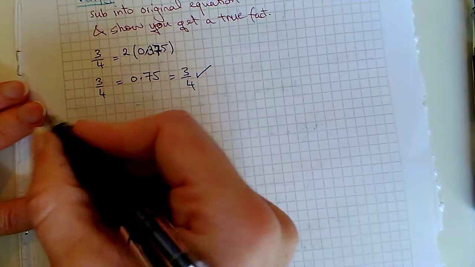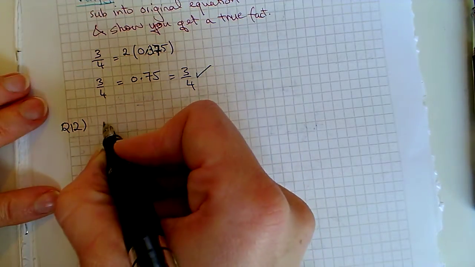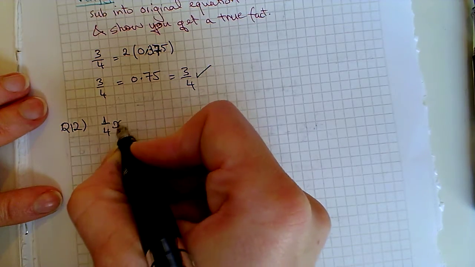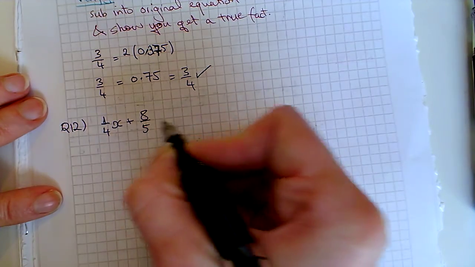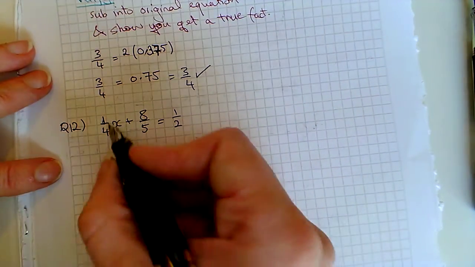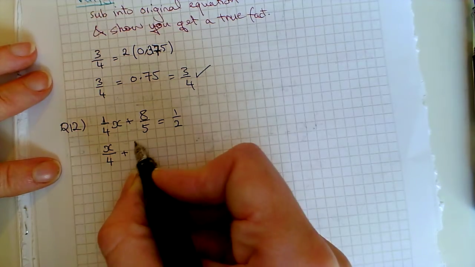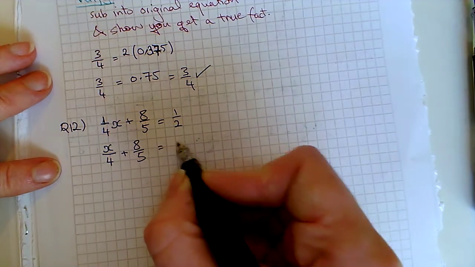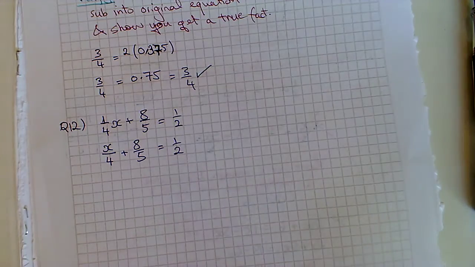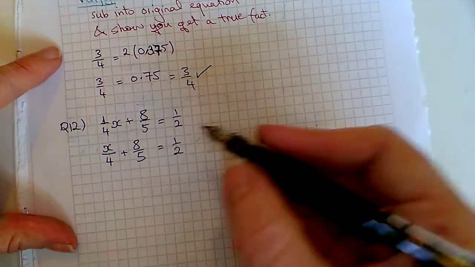So question 12 is a similar kind of question, but we had a few more denominators. I had 1/4 x plus 8 over 5 equal to 1/2. And what I said to you on Thursday is that I prefer to just write this as x over 4 plus 8 over 5 equal to 1/2. They are exactly the same thing, but it just makes it a little bit easier to read and to remember what's multiplying what.